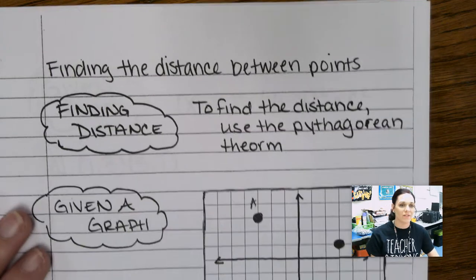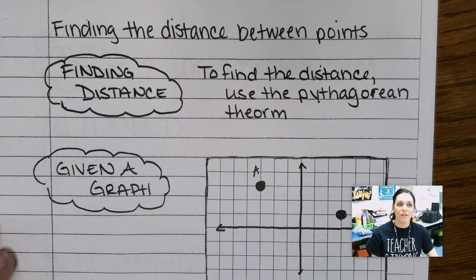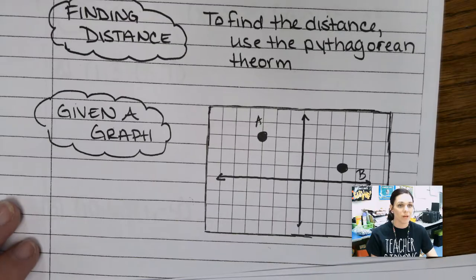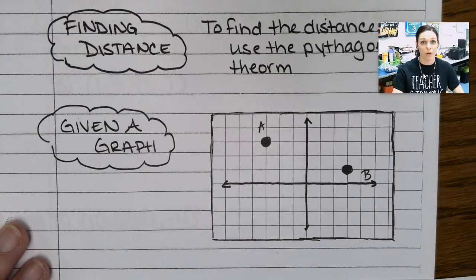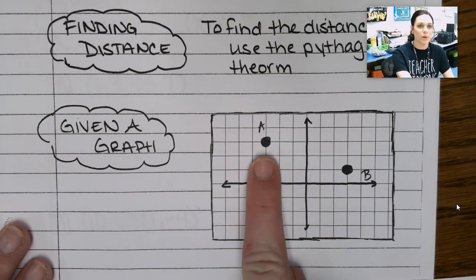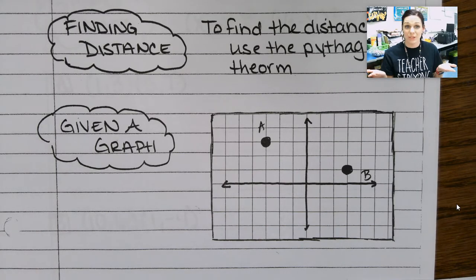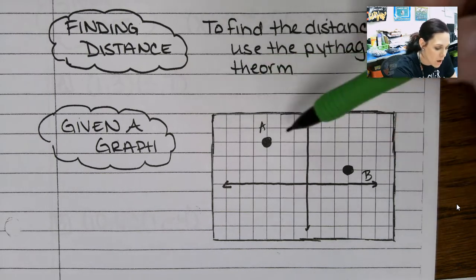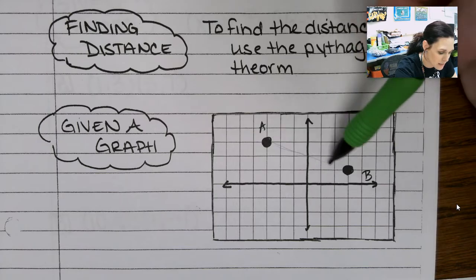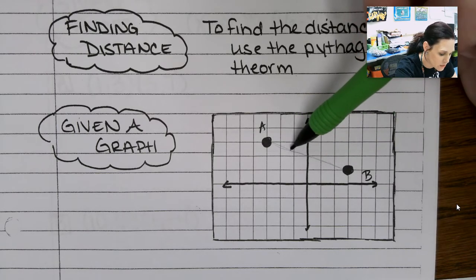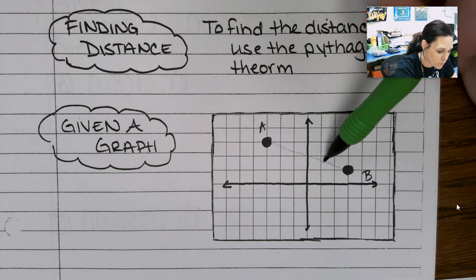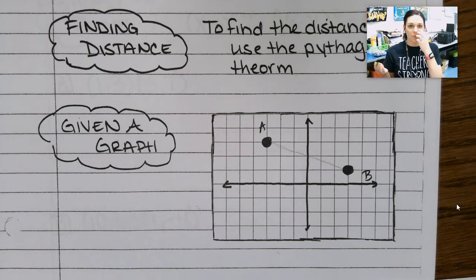All right, so I have an example here of given a graph. I have points A and B, and I want to know the distance between these 2 points. Now, a lot of times what we do is we try to count, and we're like, okay, if I draw a line connecting these, that's kind of like 1 square, 2 squares, 3 squares, 4 squares, so maybe 5.5. But what we're going to try to do is eliminate the guessing game.